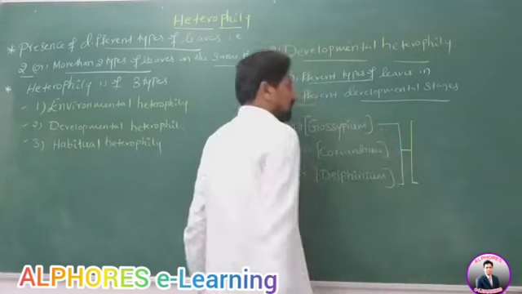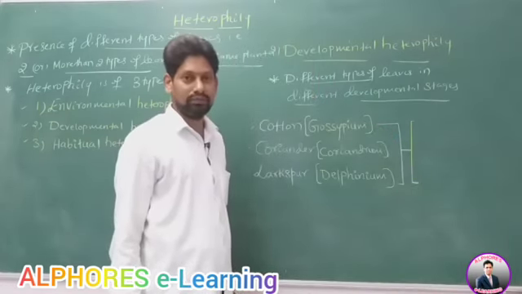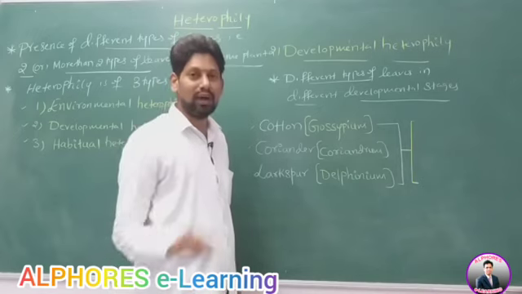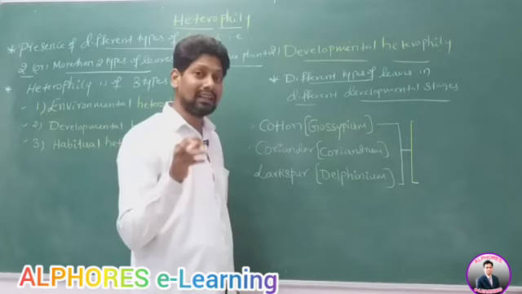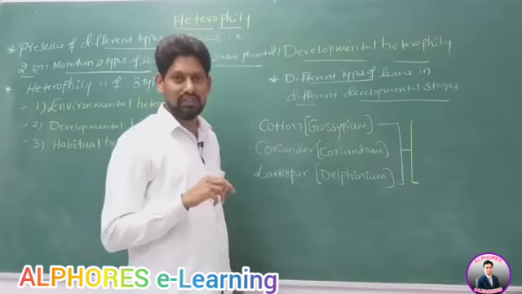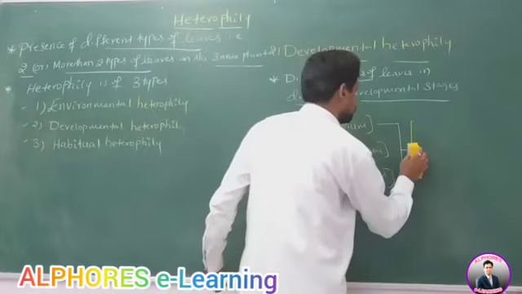Listen. In the juvenile stage, juvenile means young stage, one type of leaves is produced, whereas in the adult stage, another type of leaves is produced. Is this statement okay? What is the statement?